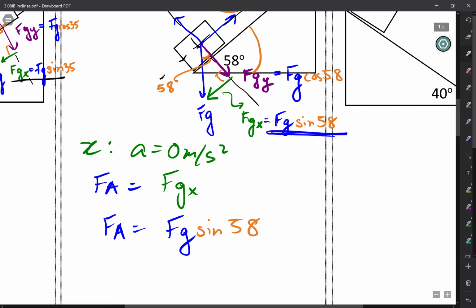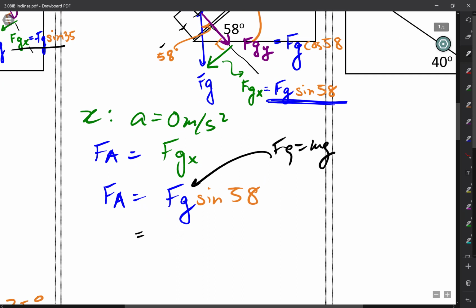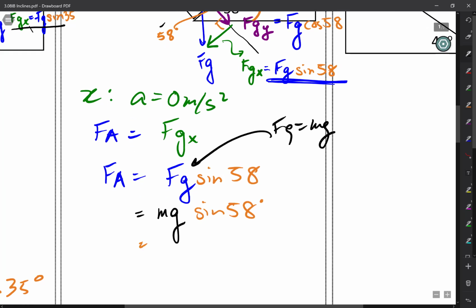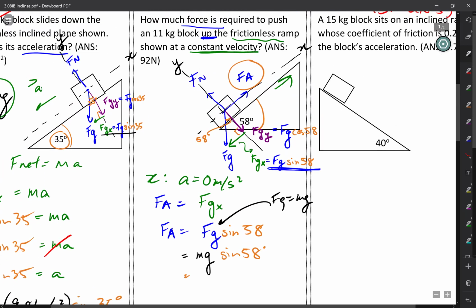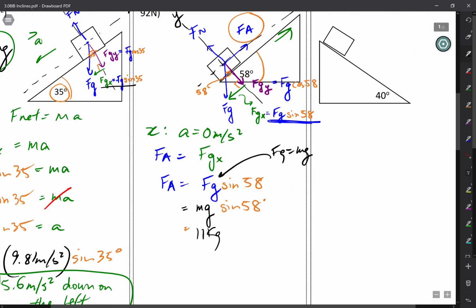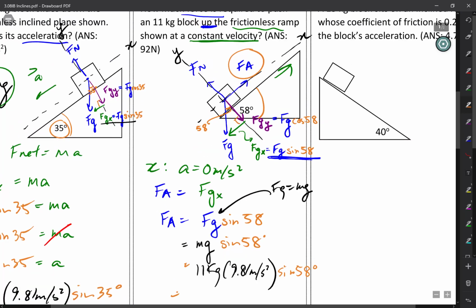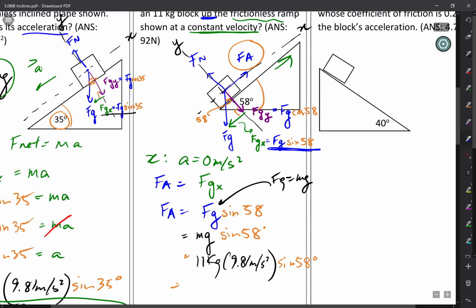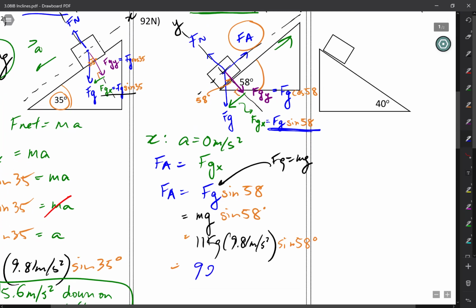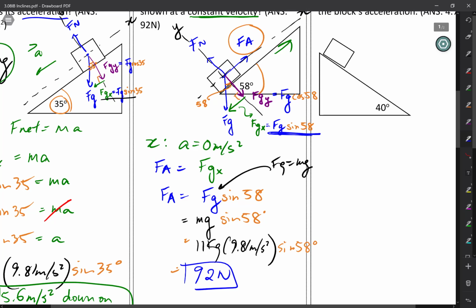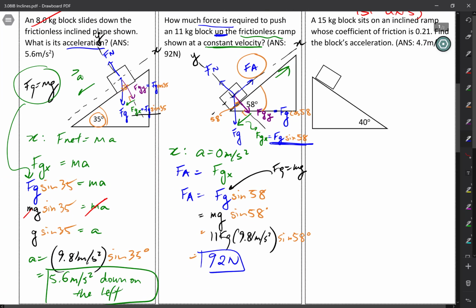Now, I also know that FG is equal to mg. So let's substitute mg in here as well. I have mg times sine of 58 degrees. So I put in my mass. We actually need the mass of the block: 11 kilograms. 11 kilograms times 9.81 meters per second squared times sine of 58 degrees. After we solve all of this, we should end up with something that's close to or rounded to 92 newtons.